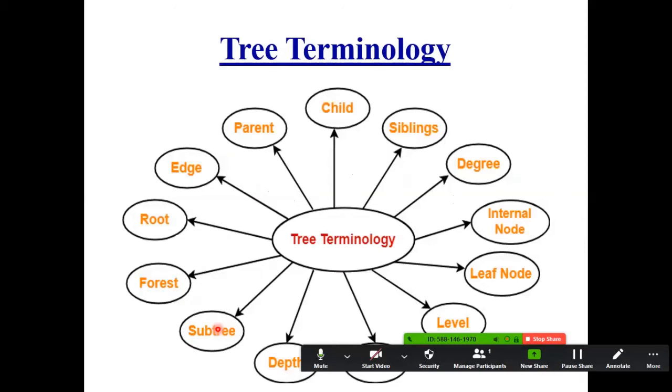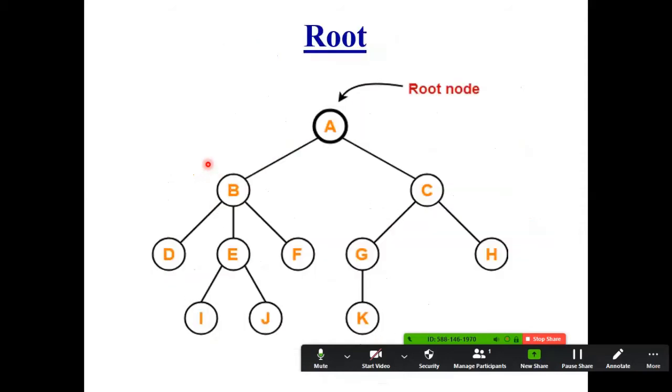So before discussing the trees in depth, let us see some terminologies of this tree. Here are the tree terminologies. First one we come to what? Parent, next child, sibling, degree, internal node, leaf node, depth, height, subtree, forest, root, and finally edge. We'll see them one by one.